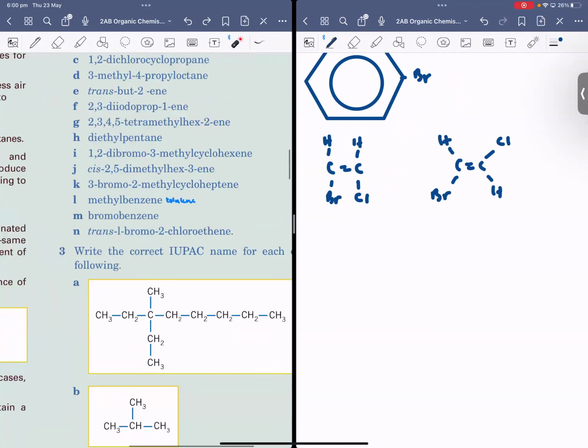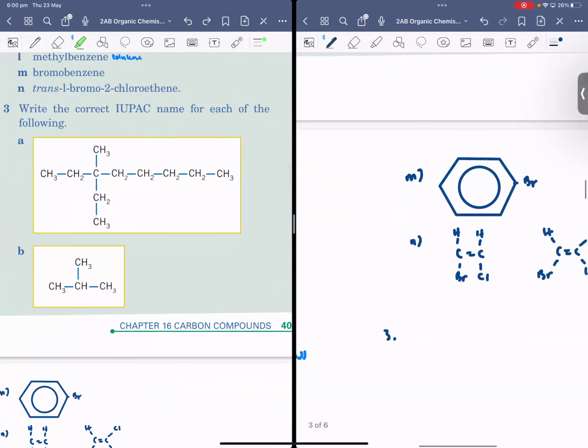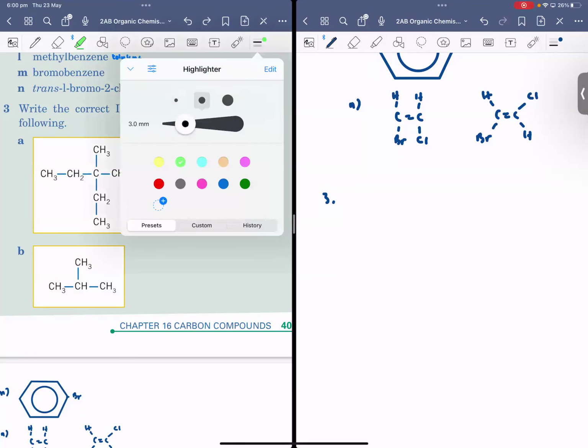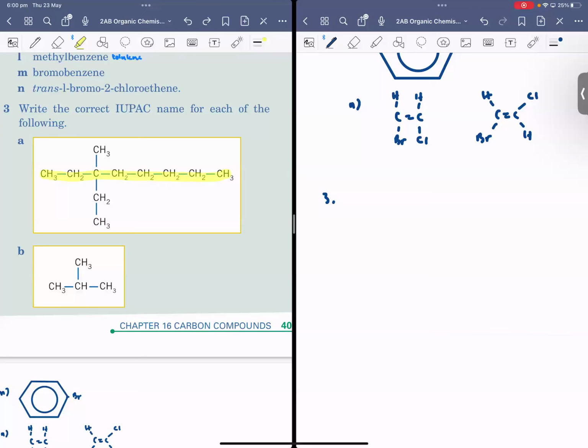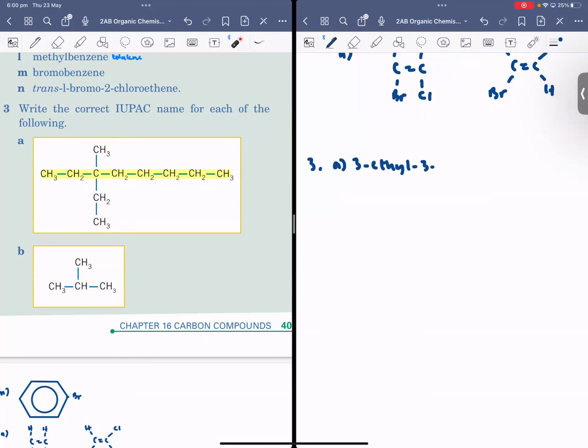Cool. Now it should be easy, guys. It's just naming. Find the biggest chain. That's the biggest. Even if you did this, it would be just as big. You start counting from this side, 1, 2, 3. So does ethyl come first alphabetically? Yes. So everyone's writing 3 ethyl, 3 methyl, and then 3, 4, 5, 6, 7, 8, octane without a space.